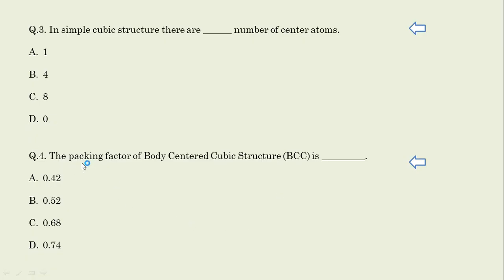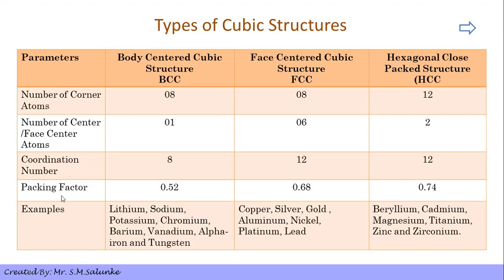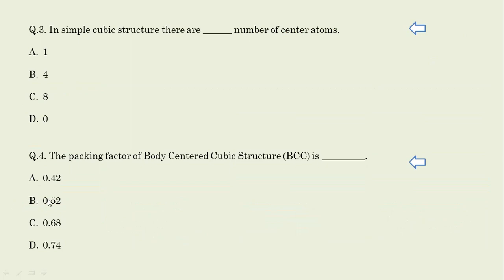Now let's look at the final question. The packing factor of body center cubic structure, that is BCC, is, options are 0.42, 0.52, 0.68 and 0.74. So we can get the answer from our comparison slide where we compared these types BCC, FCC and HCP. So let's go through it. So as we know, the packing factor of BCC is 0.52. So here the answer is B, that is 0.52.